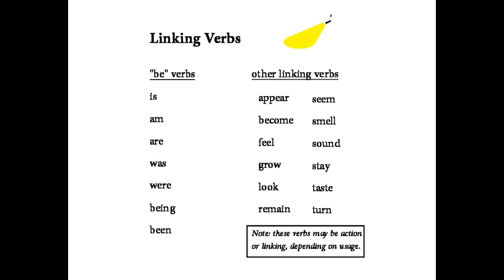They can be linking verbs or they can be action verbs depending on the usage. So one of the things you're going to have to keep in mind is you have to learn how to distinguish between when these verbs are used as linking verbs and when they're used as action verbs. Let's look at a few sentences together.